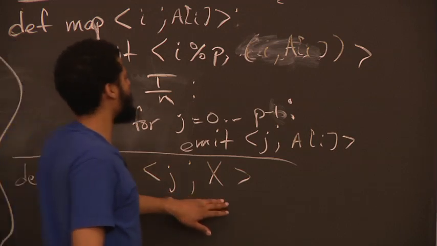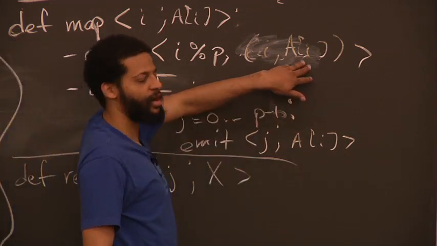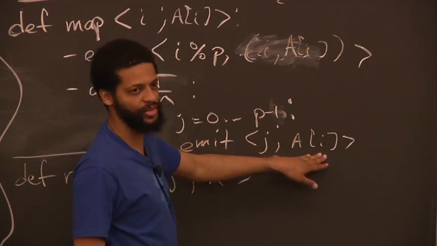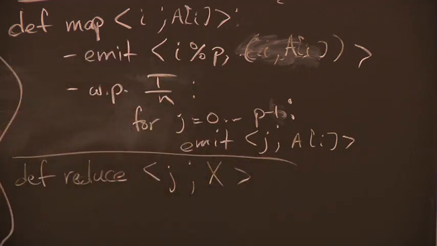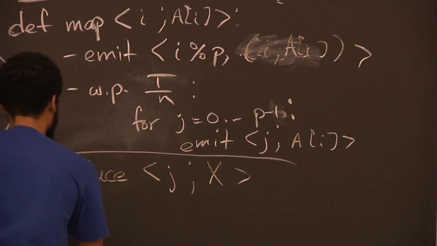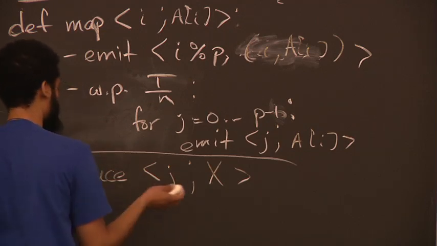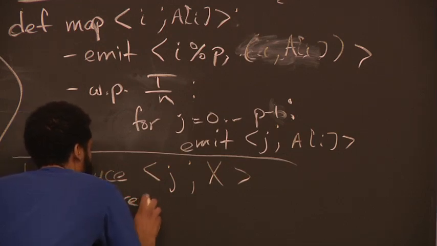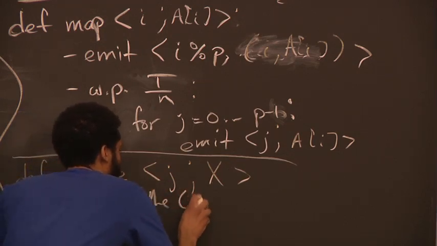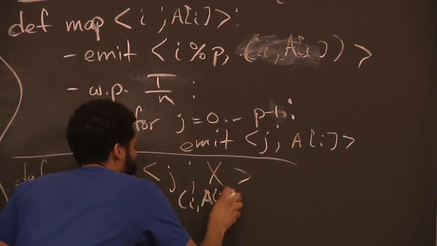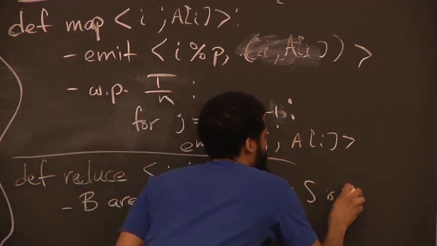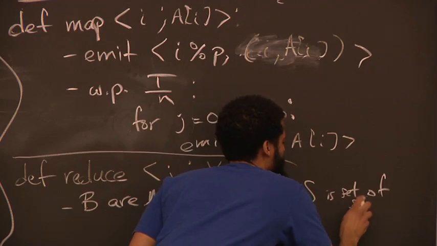So some of the elements from x are these types of elements. They're pairs i comma a_i. And then some of the elements in x are just single numbers, which are the sampled elements. So let's partition them. Say B is the set of pairs (i, a_i), and S is the set of sampled elements.